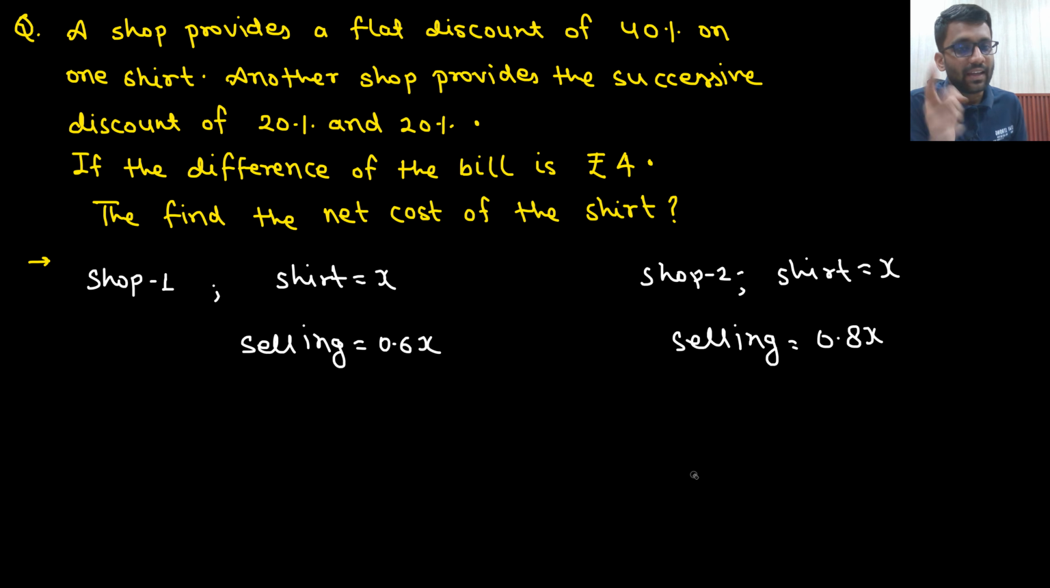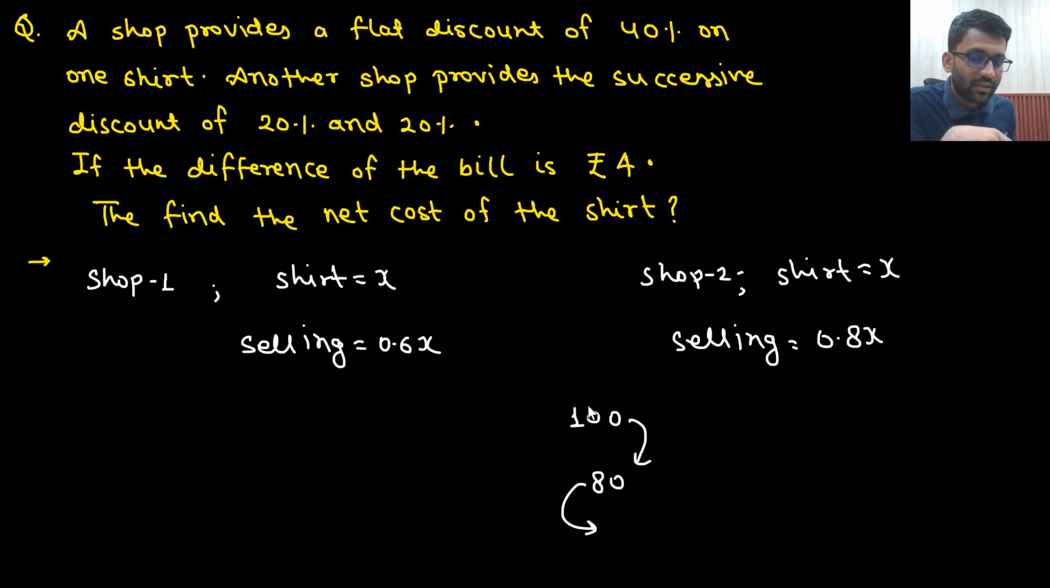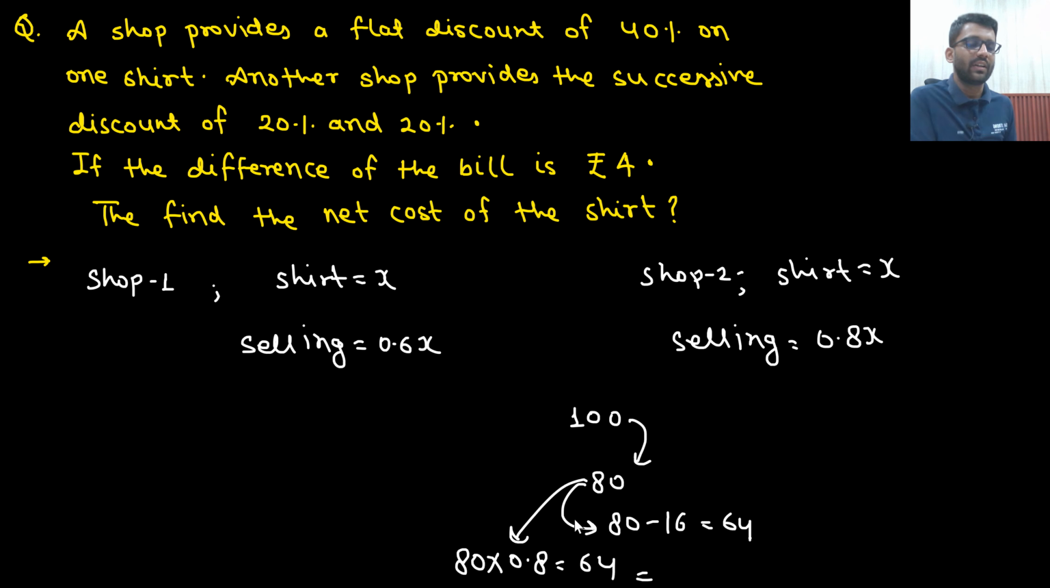Now they are again providing a discount of 20%. What do I mean to say? First I reduce my price to 80. Then I say that 20% of this will also be less. 20% of 80, not of 100, will be less. So 20% of 80 is what? 16 rupees. So I am selling at 64. Or I can say that I am selling at 80% of 80, that means 0.8 times 80, 64. Are you getting this point?